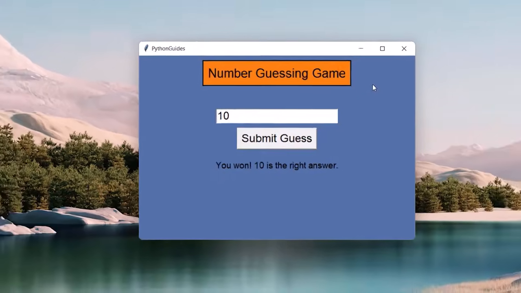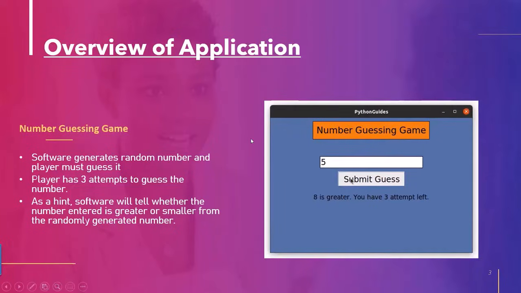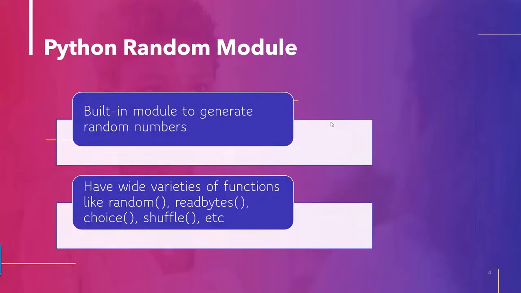So let's go ahead and see how we can create this application using Python Tkinter. But before that, let's discuss the main module, which is the random module that has been used in order to generate random numbers in this Python Tkinter application. It's a built-in module to generate a random number. It comes pre-installed with Python. If you have Python, you can simply go ahead and import random and it will be ready to use. After that, it provides a wide variety of functions, like you can generate random numbers, random numbers in integer and bytes, you can generate choices, you can shuffle the choices, etc.